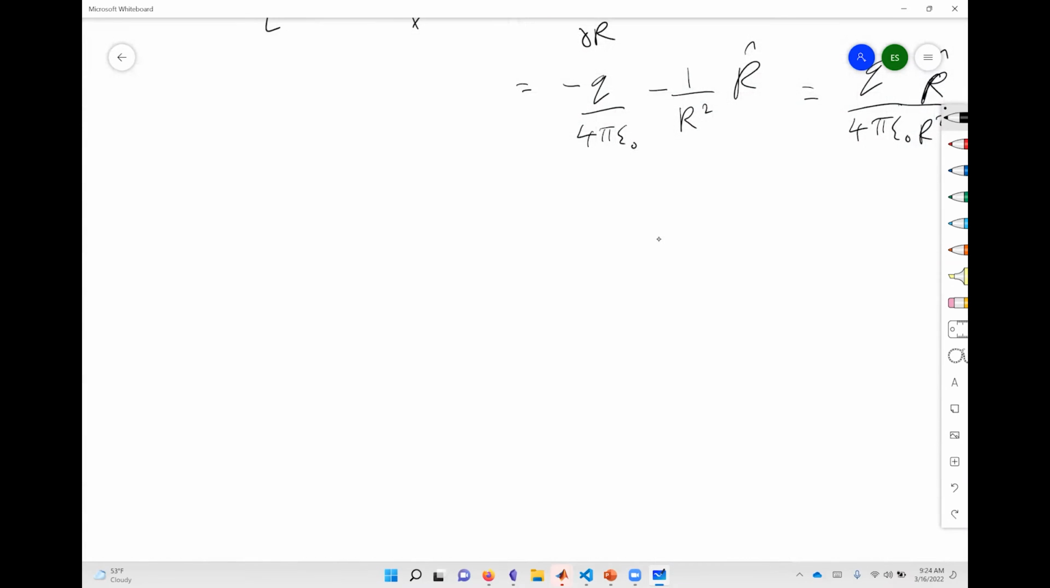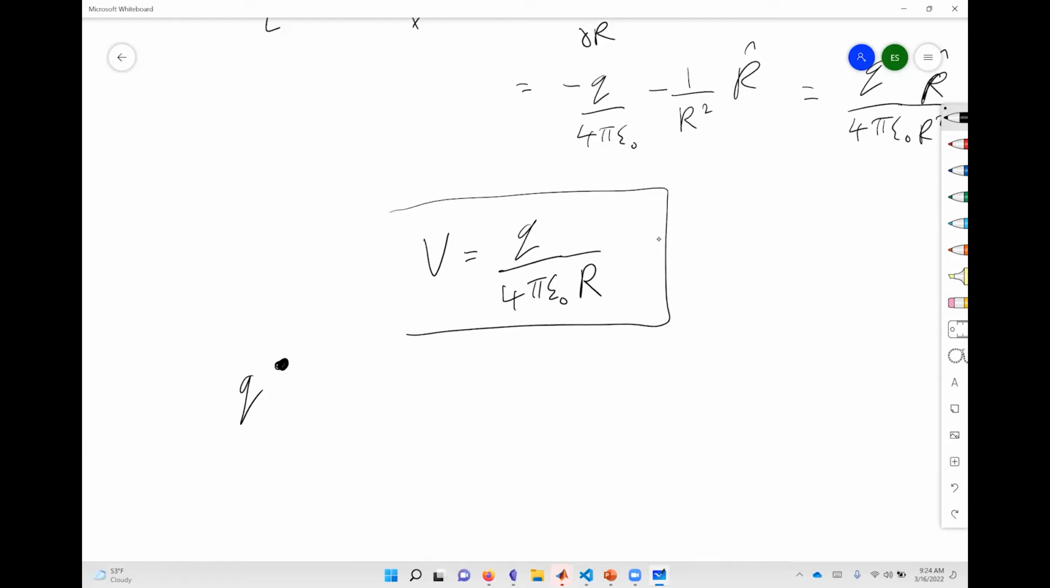Okay, so for a point charge, if we take the coordinate system centered at that charge, the voltage at every point in space is simply going to be Q over 4 pi epsilon naught r. Much simpler to calculate.